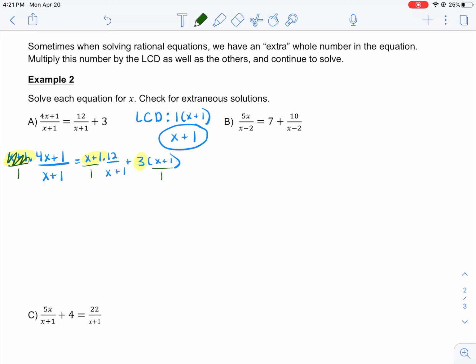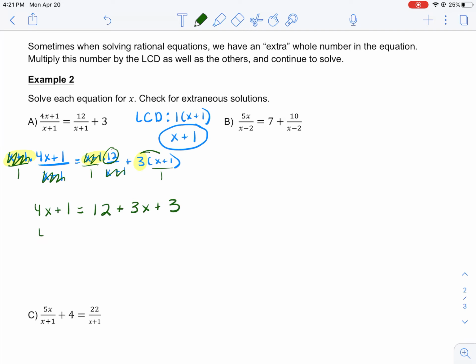Okay, so in the first set, I can cross out the x plus 1's, and I'm left with 4x plus 1. Equals. In my second pair, I cross out the x plus 1's, and I'm just left with 12. Now, in the third pair, I don't get to cross anything out, but all I'm left with is 3 times x plus 1. I didn't have a fraction to start with, so I don't have a fraction to clear.